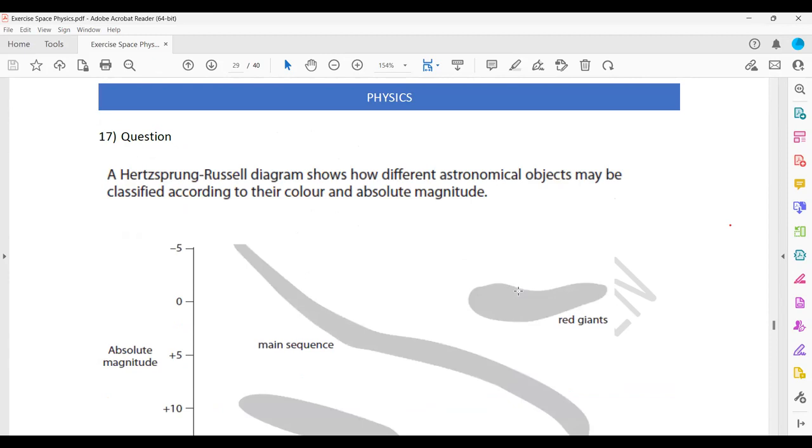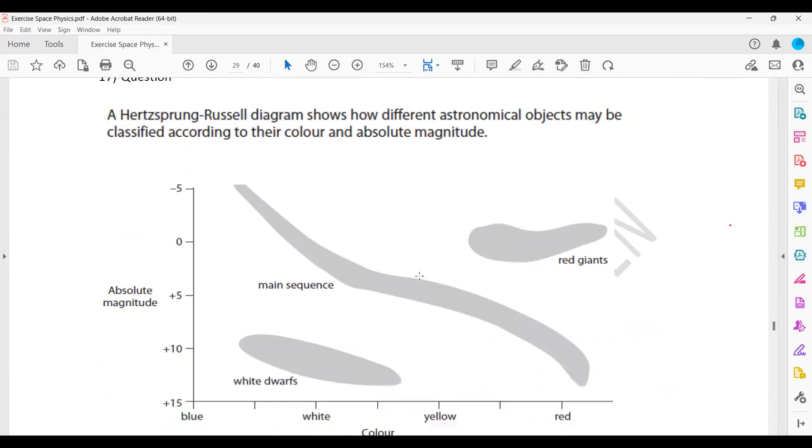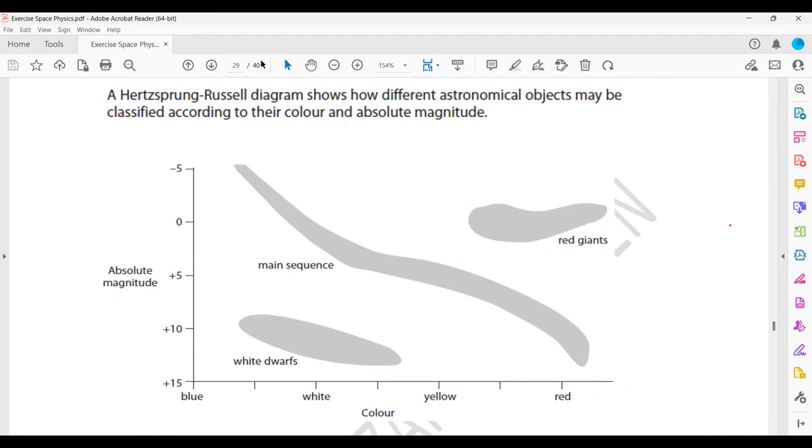Question 17 is about the Hertzsprung-Russell diagram, which shows how different astronomical objects may be classified according to their color and the absolute magnitude. Basically, this whole region is the main sequence stars. What are the main sequence stars?